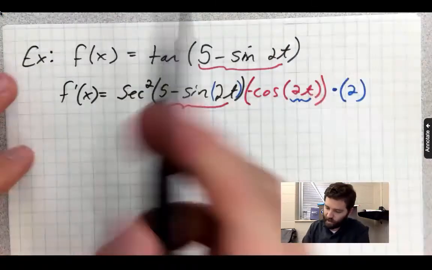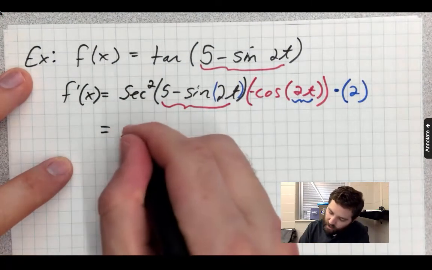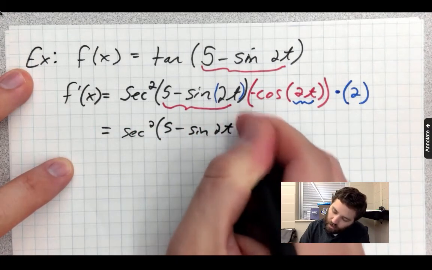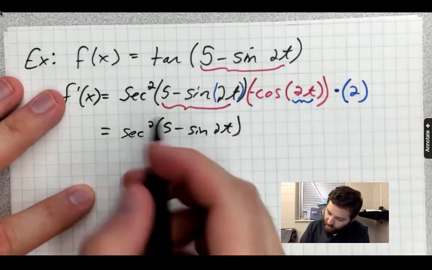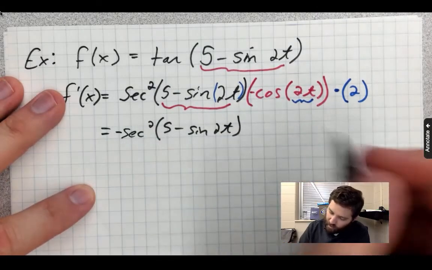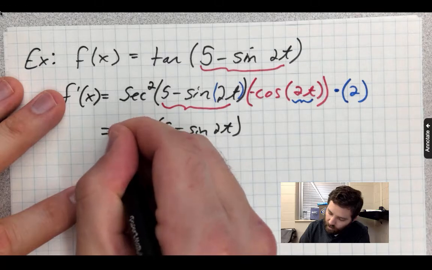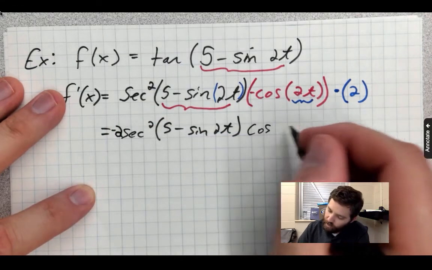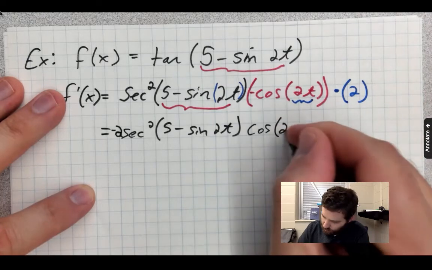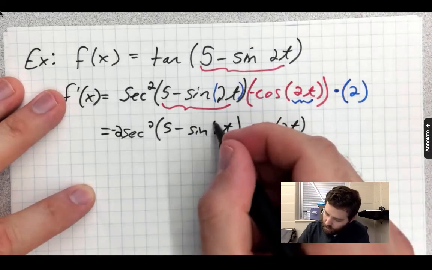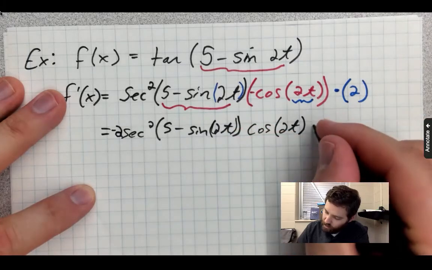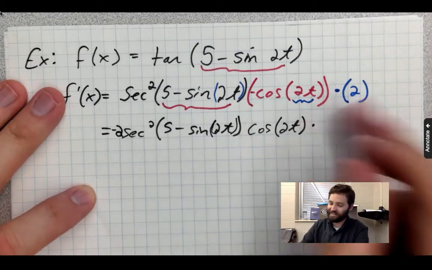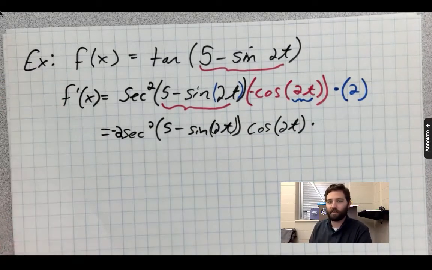I'm going to write it all in black here. So f prime of x would be secant squared 5 minus sine 2t. I'll take this negative out in front of everything, I guess. And then I've got, and probably that 2 as well. So negative 2 secant squared 5 minus sine 2t times cosine of 2t. Times 2. Nope, I already did the 2. So we're good. So yeah, I don't need times by anything. All right, so there's the final answer on that one.